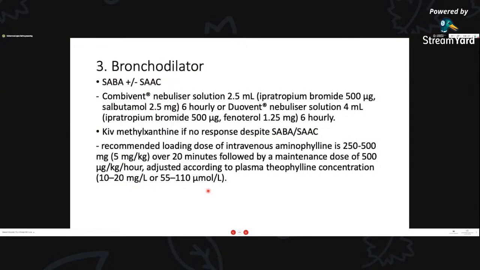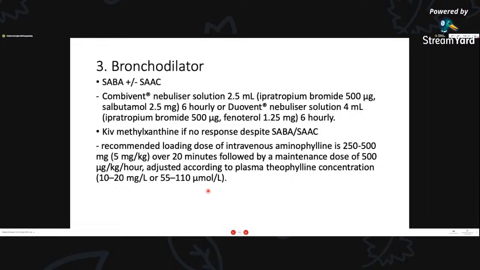Third part will be the bronchodilators. What is being used in AECOPD, acute exacerbations, will be the SABA plus minus SAAC. If you go to the ward, commonly prescribed will be Combivent, which is a combination of ipratropium bromide as well as salbutamol, SABA plus SAAC. If you open up the medication chart, they will give it on a 6-hourly basis. I'm not sure about Duoven, but Combivent is always seen. You can see it easily in the ward.